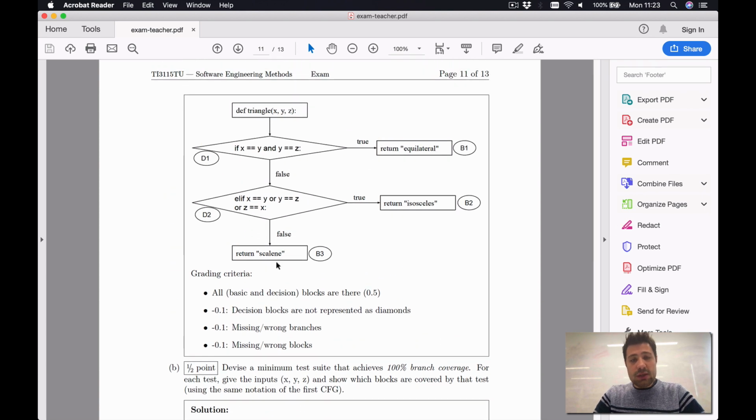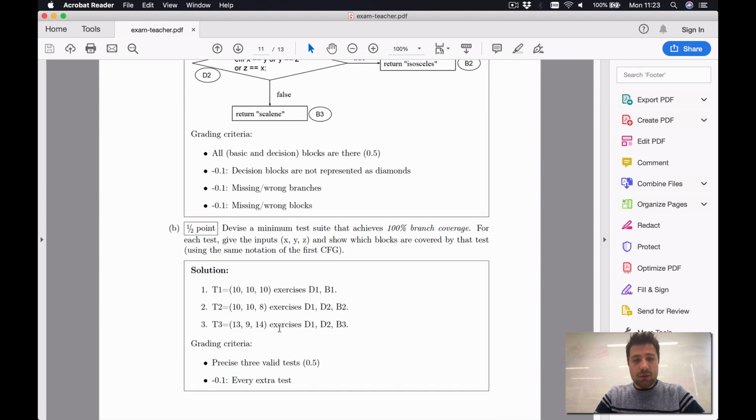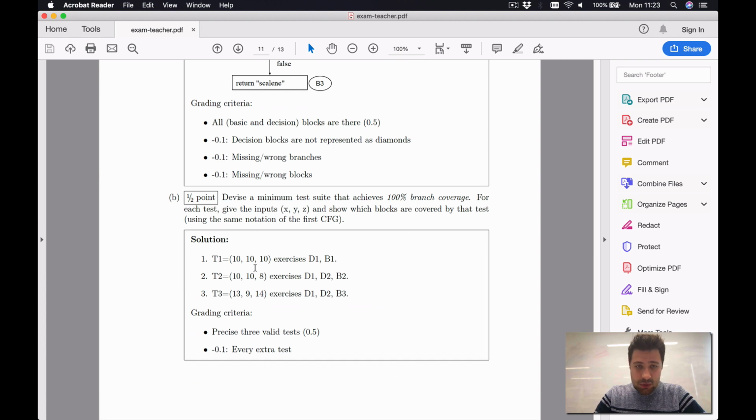From this picture, you can easily see that we need to have at least 3 test cases if we want to cover all the branches, right? At least 3, because of the way this implementation is designed. So if you explore this, you have 3 tests. If you came up with 3 perfect tests, we gave you full points.